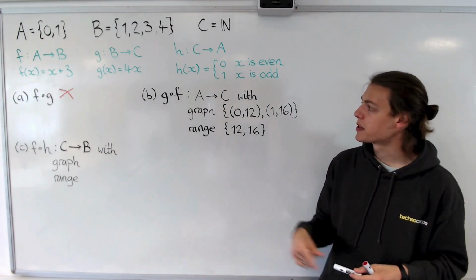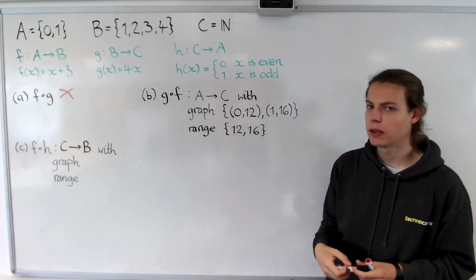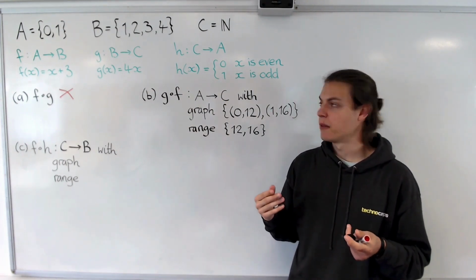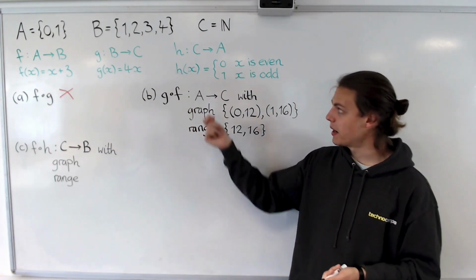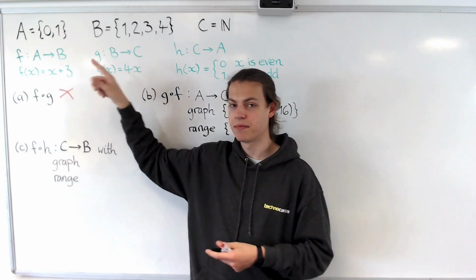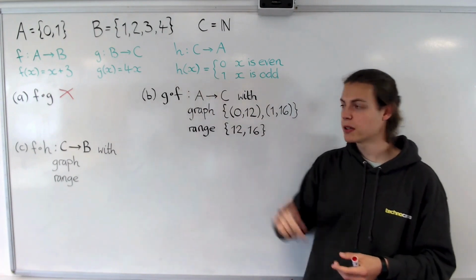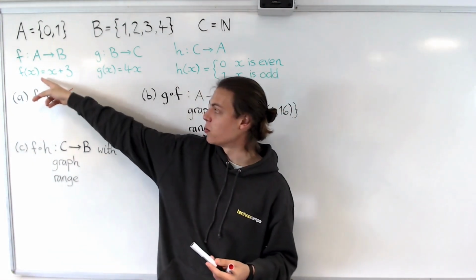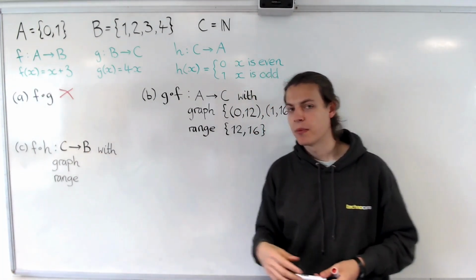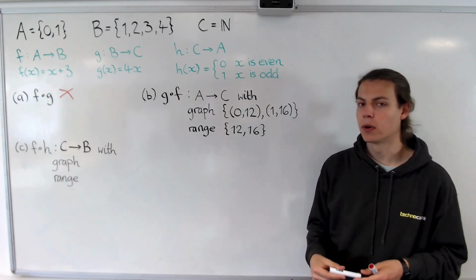Well, H maps any even number to 0 and any odd number to 1. Right? And then we apply F. So if we are starting with an even number, then H will map it to 0, and F will map it to 0 plus 3, 3. If we're starting with an odd number, then H will map it to 1, and F will map that to 1 plus 3, 4. So this composition will map any even number to 3 and any odd number to 4.